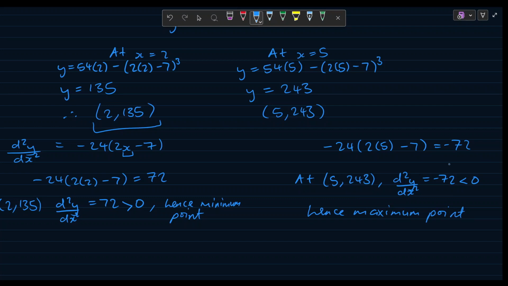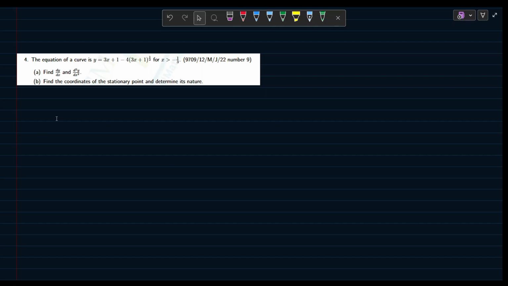And so we've determined the nature of our stationary points. Alright, let's look at another example. Here we're given that the equation of a curve is y equals 3x plus 1 minus 4 times (3x plus 1) to the power half, for x greater than negative 1 over 3. Part A is find dy/dx and d squared y/dx squared.